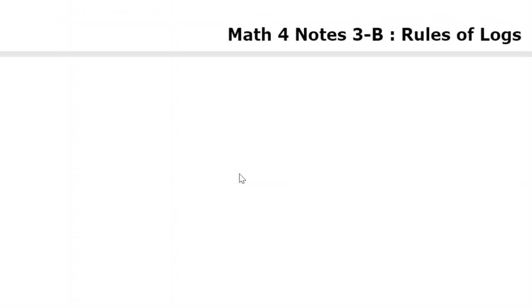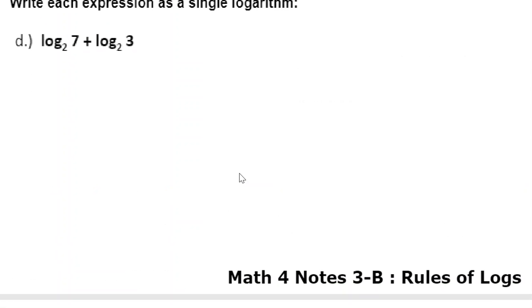All right, we've got 2 more to go. This one should be pretty easy. If I'm adding them, that means that I'm basically multiplying them inside, which means 21 instead of 7 times 3. And bada boom, bada bing.